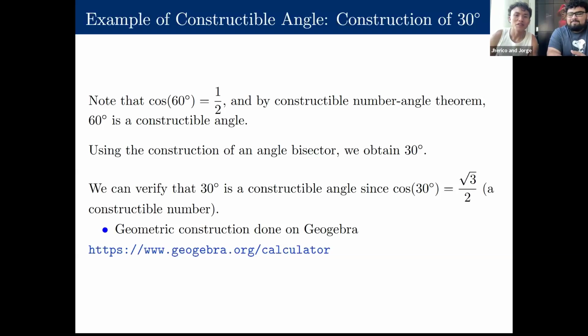I wanted to clarify, when George said 1/2 is a constructible angle, he meant one half is a constructible number, because 1/2 is a real number.